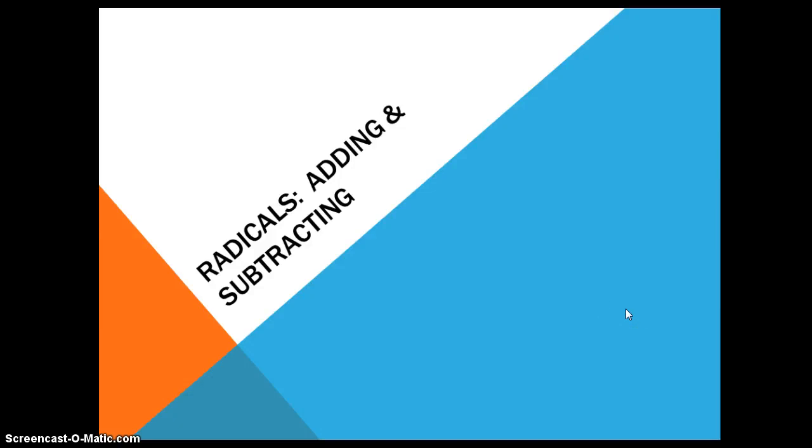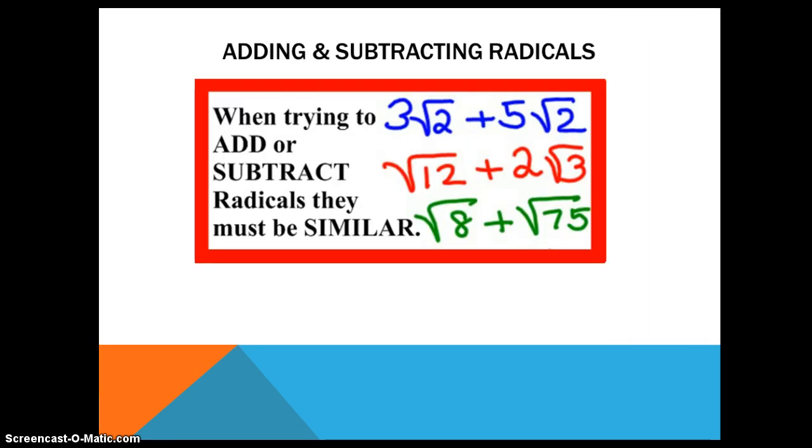I know you guys just love radicals, and so we're going to talk about our last operation with radicals, adding and subtracting. Now when we add or subtract radicals, they must be similar, meaning the radicals must be similar. So think of it like terms. You can only combine terms with the exact same variable. You can only combine radicals with the exact same radical.